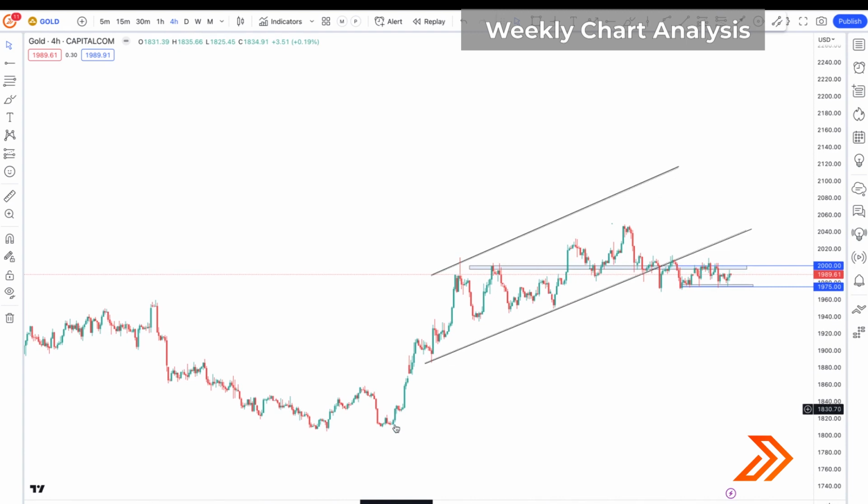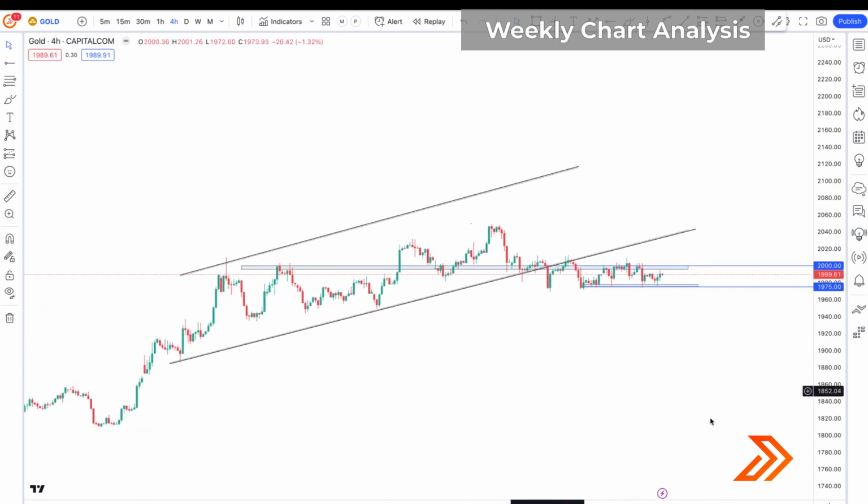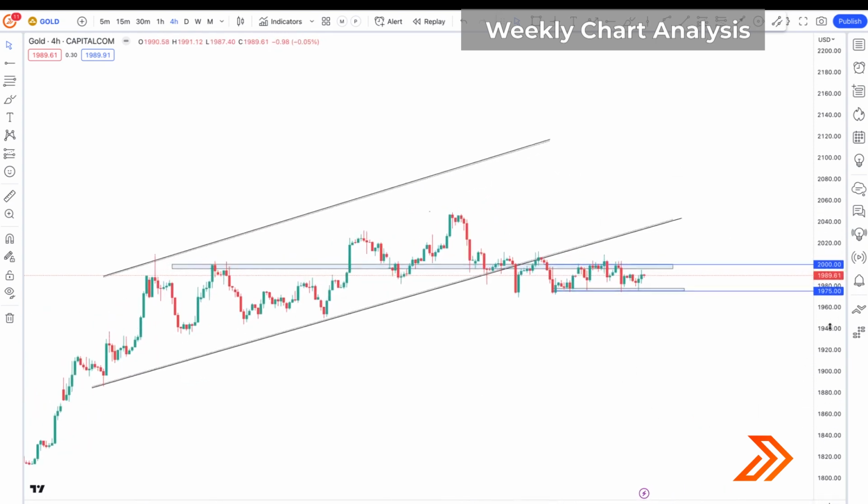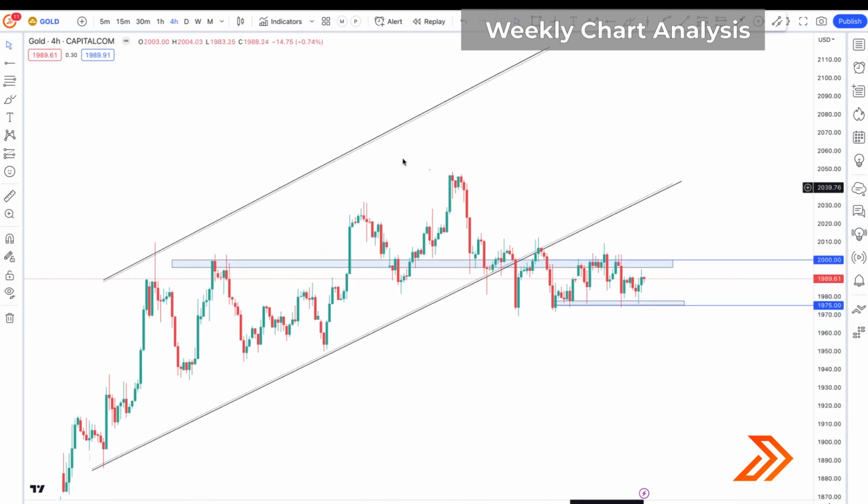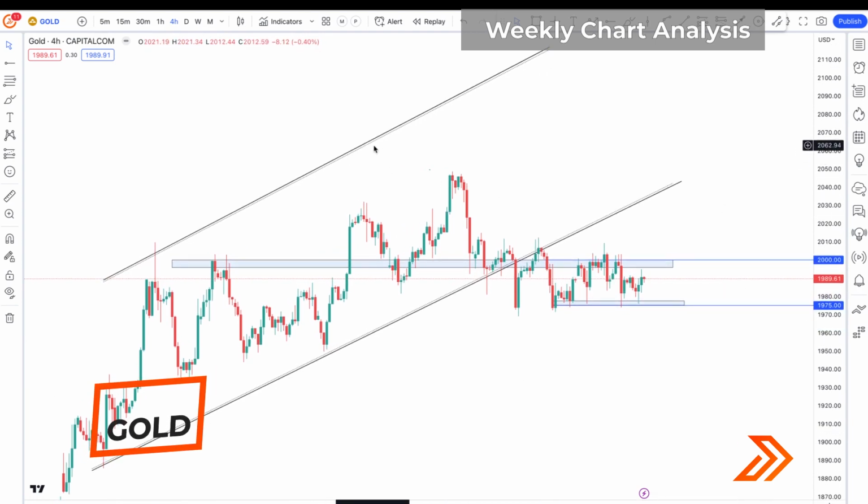It's been creating higher highs and higher lows, higher highs and higher lows, for the past couple of weeks. And then if you notice here, we have this resistance channel that has been created on gold, and we have this support channel as well.